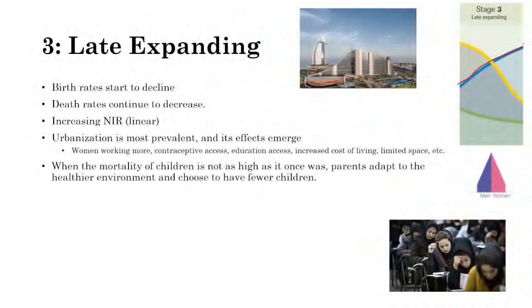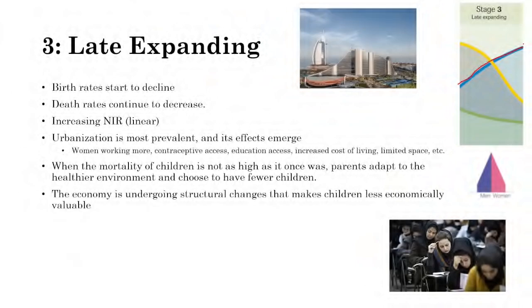When the mortality of children is not as high as it was, parents will adapt to this environment and choose to have fewer children, because more of them will still survive to adulthood. So they don't need to have as many kids anymore because the infant mortality rate has decreased. The economy is undergoing structural changes, and this makes children less economically valuable. We particularly see child labor laws being enforced, so children can't even work. So they can't be seen as an economic value either.